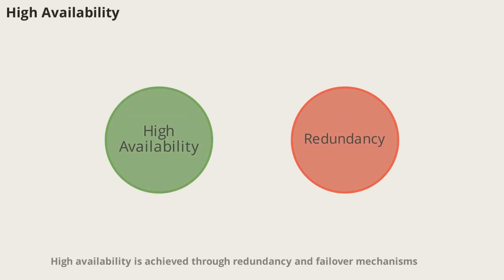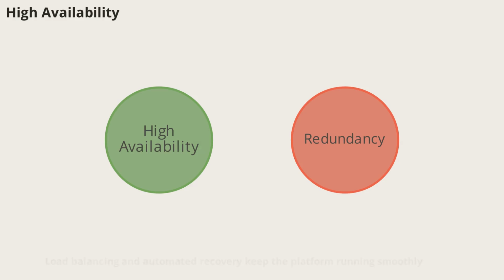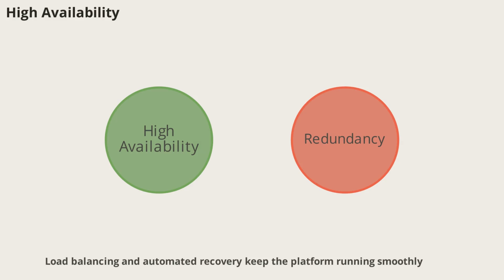High availability is achieved through redundancy and failover mechanisms. Multiple instances of services and databases are deployed, ensuring 99.99% uptime. Load balancing and automated recovery keep the platform running smoothly, even during failures or maintenance.